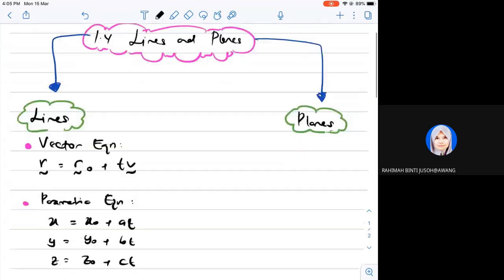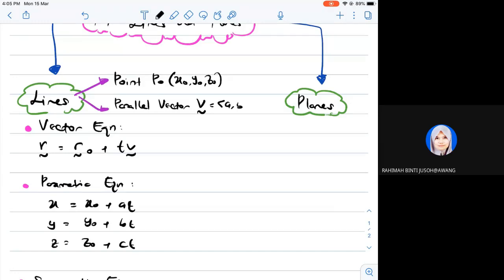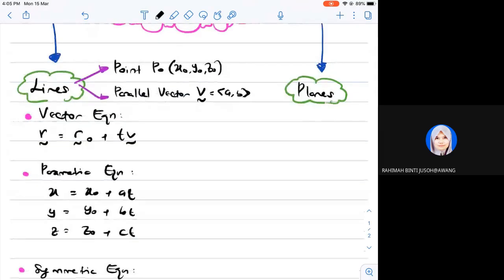Okay, so basically, in order to form the equations of line, we need to have two pieces of information. Number one, you need to have a point P naught, which is denoted as x naught, y naught, and z naught. And then you need to have a parallel vector V. So V is actually a, b, c. Those are the two pieces of information that you need to form the equations of lines.